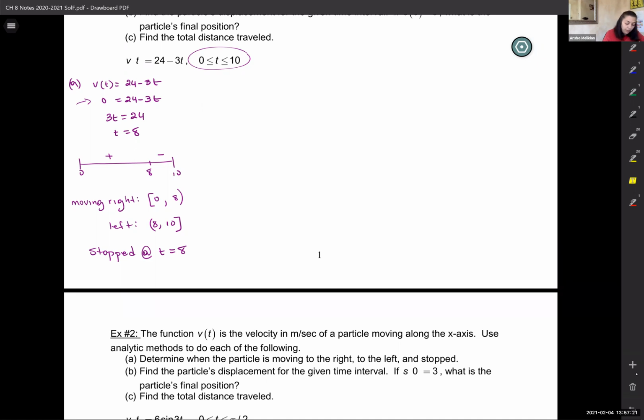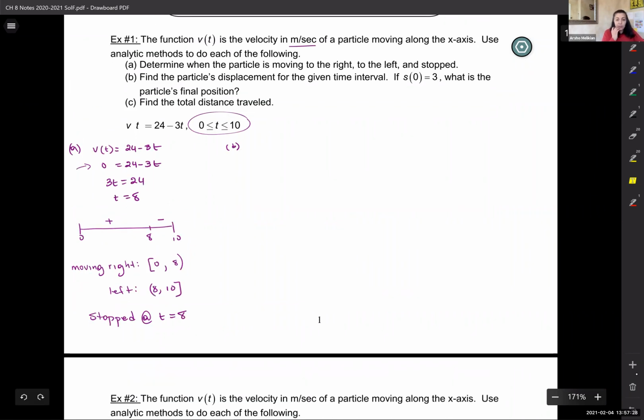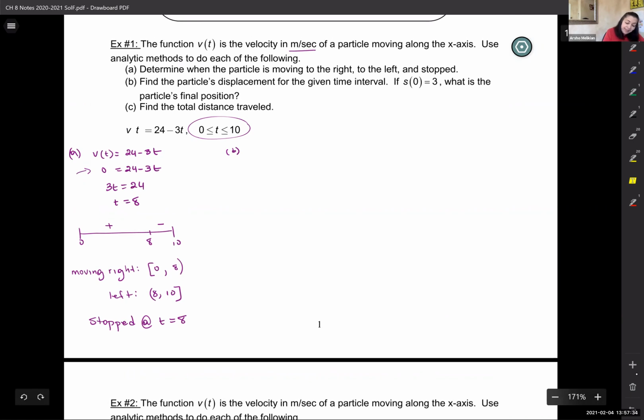All right. So part B. Displacement. It says find the particle's displacement for the time interval, and then if s of 0 is 3, what is the final position? So displacement, we said, is the integral from 0 to 10 of v of t dt.